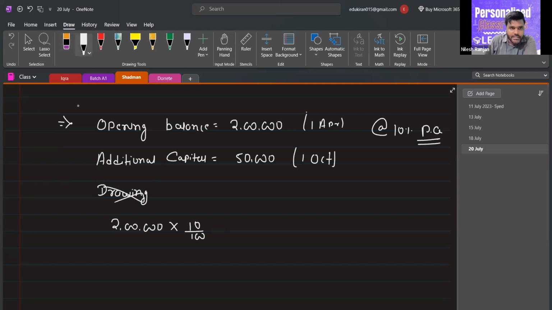And the second is, we have introduced 50,000. So 50,000 into 10 by 100. And this 50,000, we will calculate interest on this 50,000 for 6 months only, because it is introduced in 1st October. So 6 months, 6 by 12. Interest here will be 20,000. And here it will be 2,500.